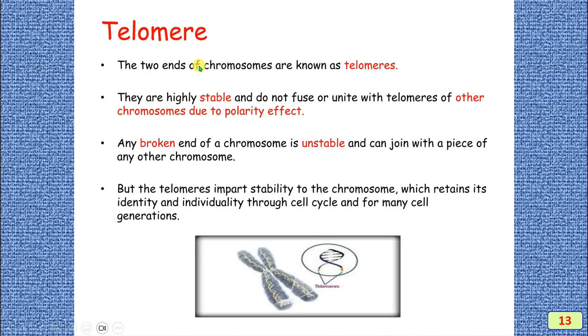So here you can see the telomeres. The two ends of the chromosomes are called the telomeres, either end. They are highly stable and do not fuse with the telomeres of other chromosomes due to polarity. They have the same polarity effect, so they repel each other. Any broken end of a chromosome is unstable and can join with a piece of any other chromosome. But the telomere imparts stability to the chromosome, which retains its identity through the entire cell cycle and for many cell generations.